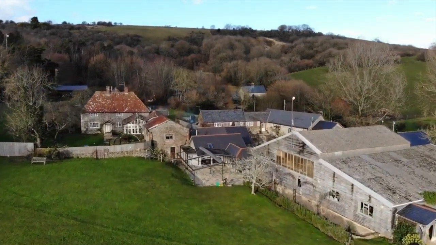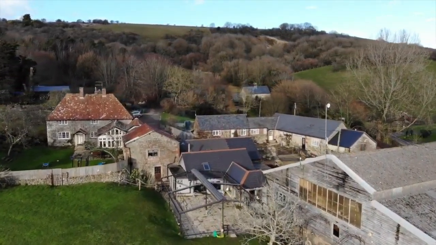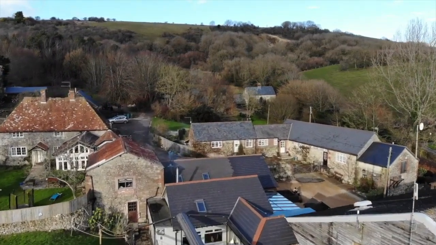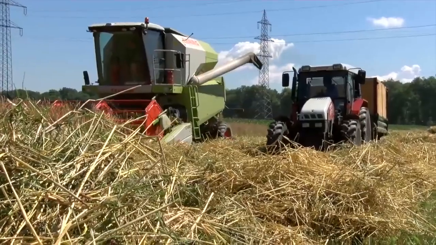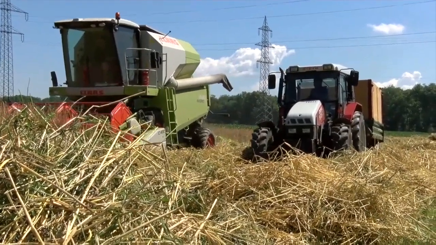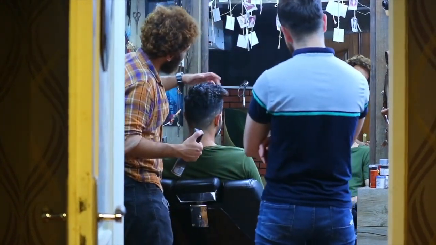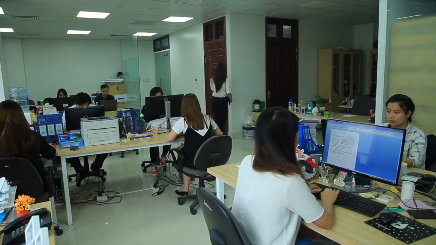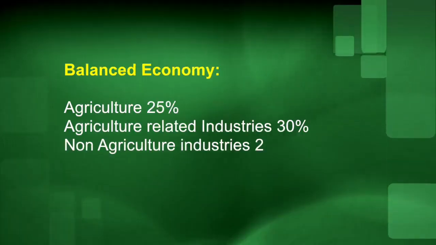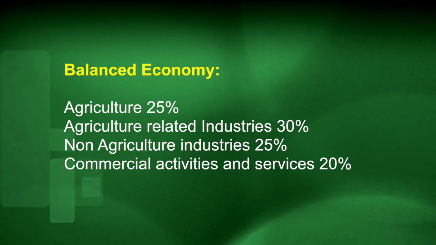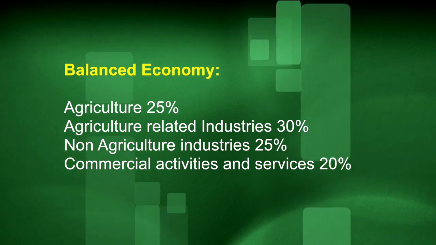Inherent in decentralized planning is the concept of a balanced economy. Ideally, approximately 25% of the workforce would be engaged in agriculture, with 30% in agriculture-related industries. A further 25% would be in non-agricultural industries, with 20% in commercial activity and services. Prout believes the economy should be balanced. If one sector is too predominant, this is unhealthy. For example, some first world countries exploit third world countries to meet their lack of agricultural or industrial goods.